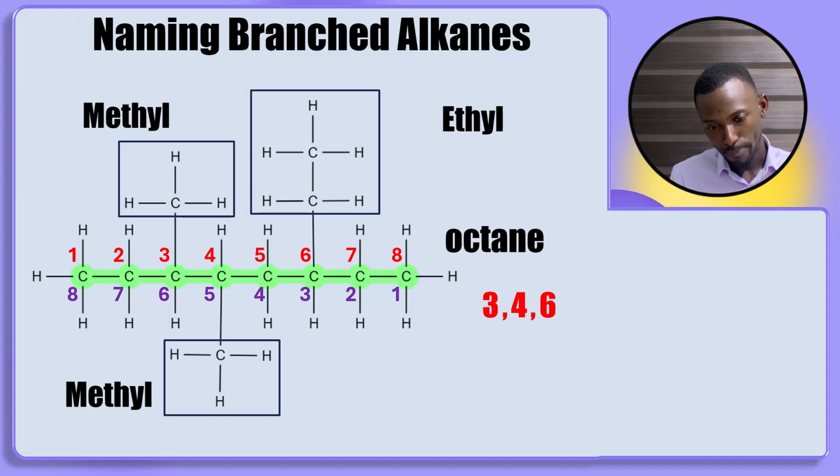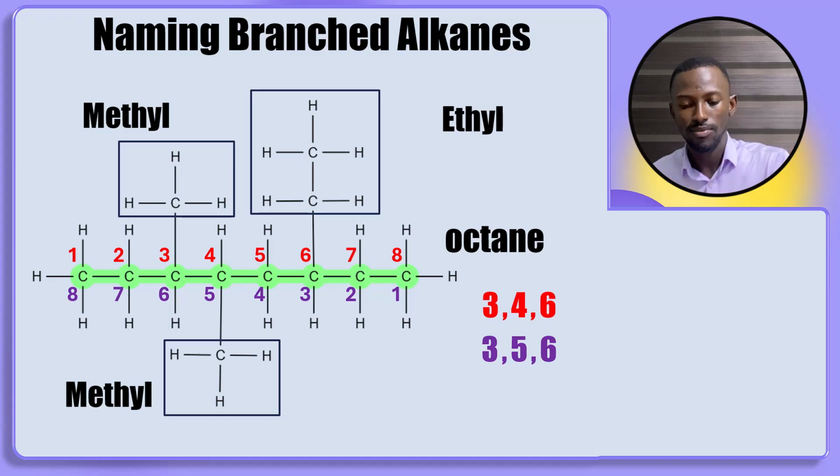Now let's look at the purple, which is the lower one. The ethyl is found on carbon number 3. Then the first methyl, which is the lower one, is found on carbon number 5. And the next methyl is found on carbon number 6. That gives us 3, 5, 6.